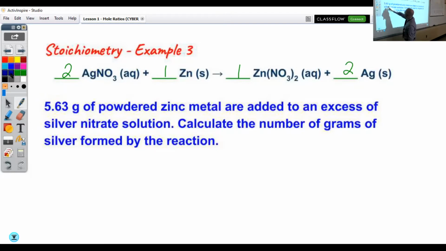Now let's read through our problem. It tells us in the problem, we start off with 5.63 grams of powdered zinc. So here's zinc, we have 5.63 grams of it.